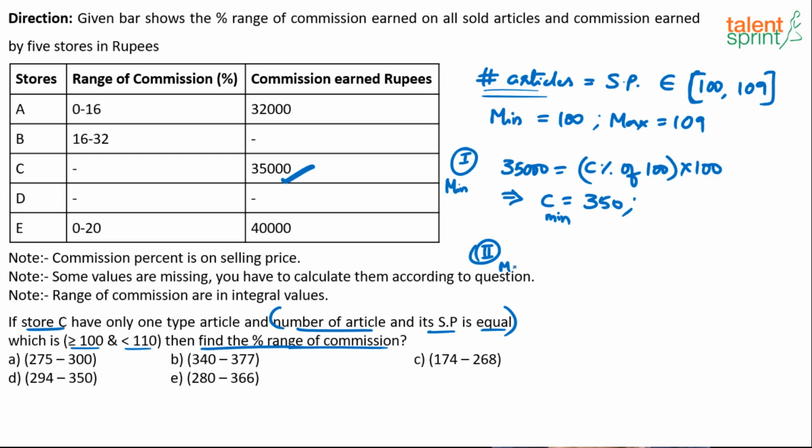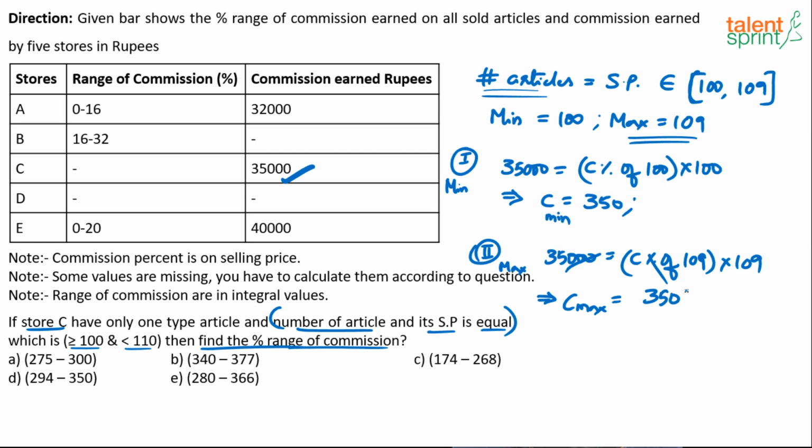Now case 2, when it is maximum, in that case what happens? 35,000 should be equal to C percent of 109. The commission is always on the selling price. So the selling price now is 109. In case of maximum, the selling price is 109 and the number of articles is also 109. So 109 times 109. Simplify this. So again, C percent of 109, now how do you do this? This time 100 will not get cancelled. So the C in the maximum case will be equal to what? Sorry, it won't get cancelled, you actually multiply, I'm sorry. So that will be 35,000 into 100 divided by 109 into 109, and you arrive at the answer. So you know one commission value, 350, and the other commission value.